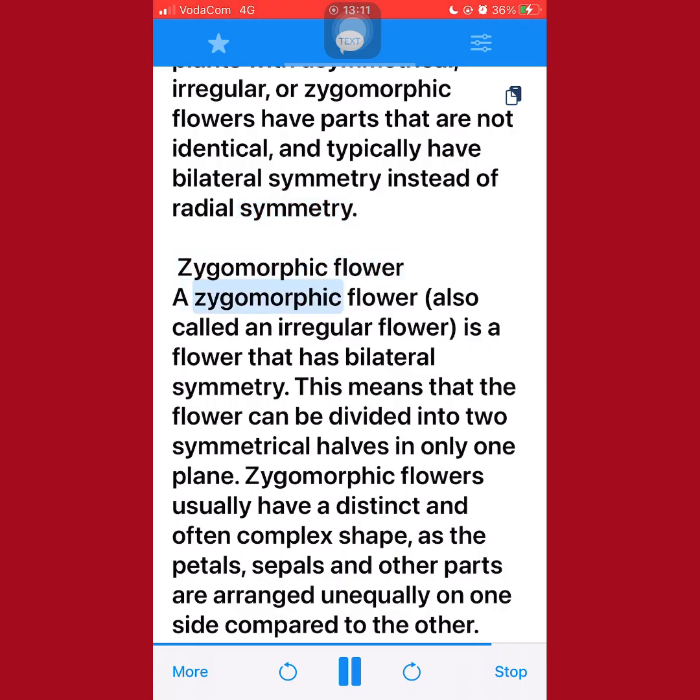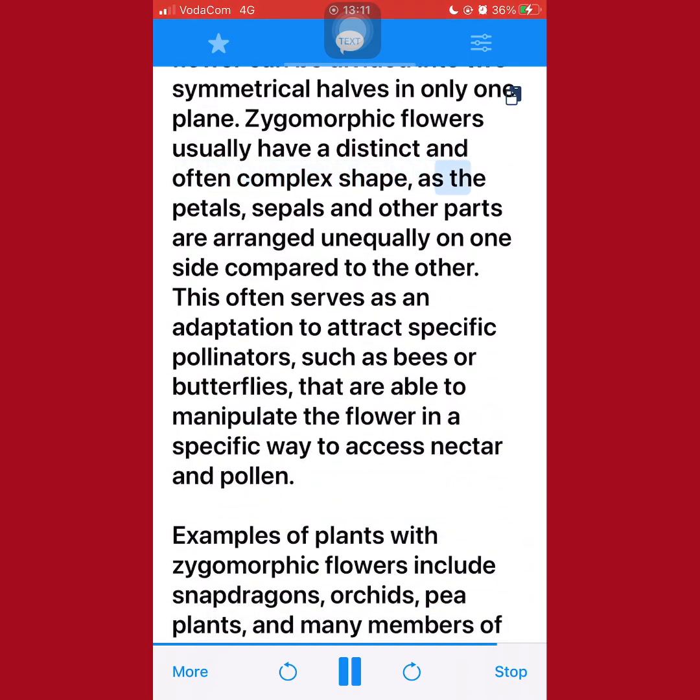Zygomorphic flower. A zygomorphic flower, also called an irregular flower, is a flower that has bilateral symmetry. This means that the flower can be divided into two symmetrical halves in only one plane. Zygomorphic flowers usually have a distinct and often complex shape, as the petals, sepals and other parts are arranged unequally on one side compared to the other.